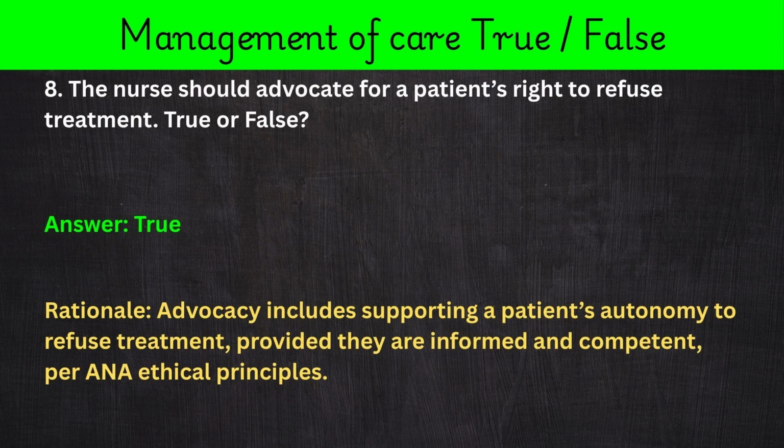8. The nurse should advocate for a patient's right to refuse treatment. True or false? Answer: true. Rationale: advocacy includes supporting a patient's autonomy to refuse treatment, provided they are informed and competent, per ANA ethical principles.